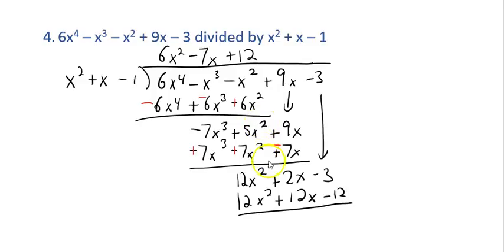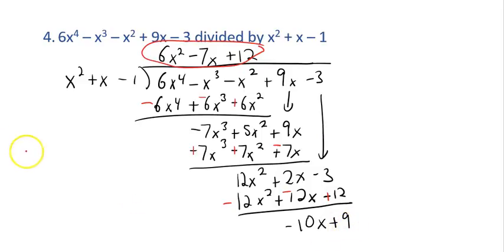Again, you want to make sure that you change your signs. Negative, negative, positive. The first part goes away. 2 minus 12 is a negative 10x. And negative 3 plus 12 would be a positive 9. Okay, so this is finally an example that had a remainder. And again, this was my answer, but I do have a remainder.